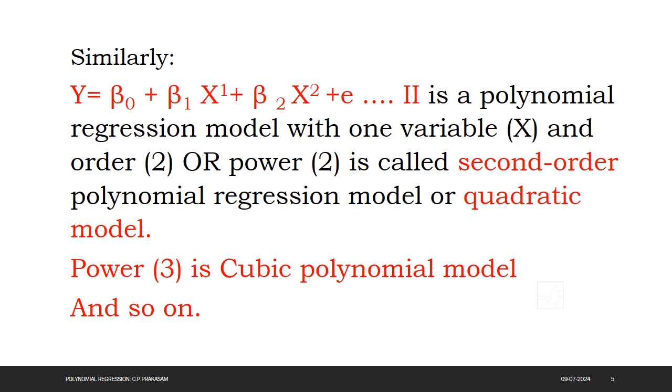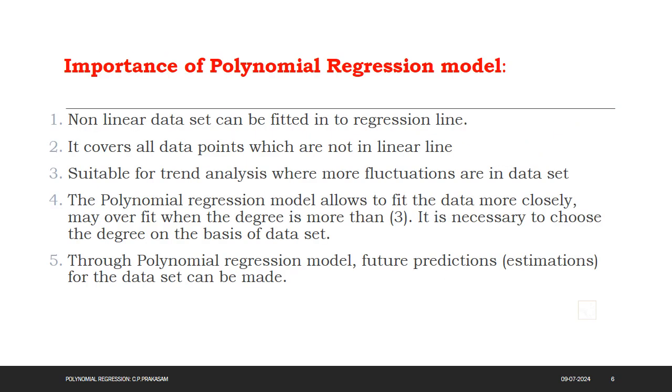Therefore, coming back to the polynomial regression equation, y equals b0 plus b1 x to the power of 1 plus b2 x to the power of 2, that is x square, plus e term, is a polynomial regression model with one variable x and order 2, or the power 2, called the second order polynomial regression model or quadratic model. Power 3, that is plus b3 x to the power of 3, x cubed, is the cubic polynomial model, and so on.